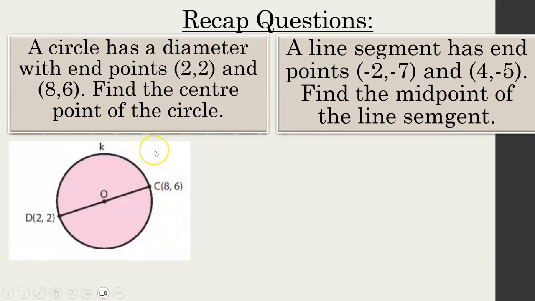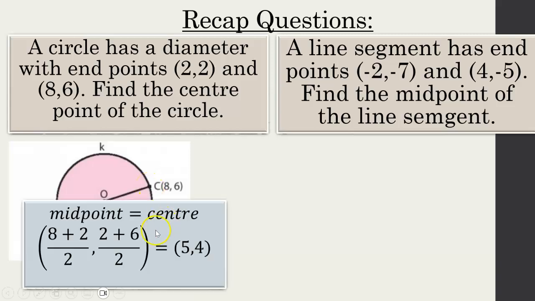Okay? So here are some recap questions. You can do them now. A circle has a diameter with the endpoints 2, 2 and 8, 6. Find the center point of the circle. So it's 2, 2 and 8, 6, and we want to find the center. How do we find that? Well, if you remember, in a circle the diameter is just the radius times 2. So I'm looking for the halfway point of that whole diameter. That'll be the center. So I need to find the midpoint between 2, 2 and 8, 6.